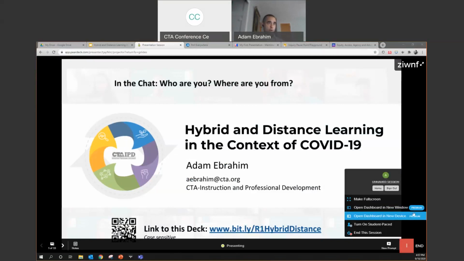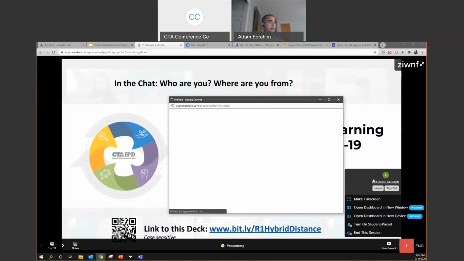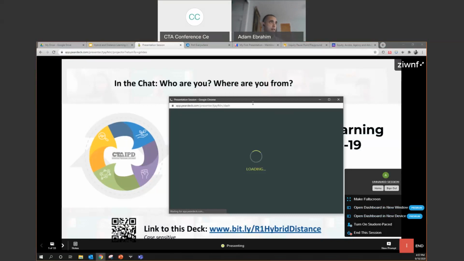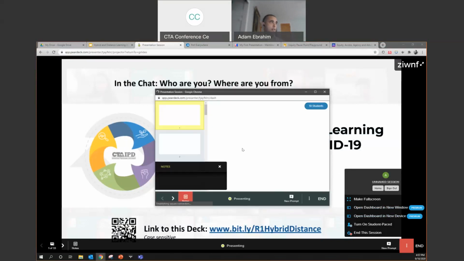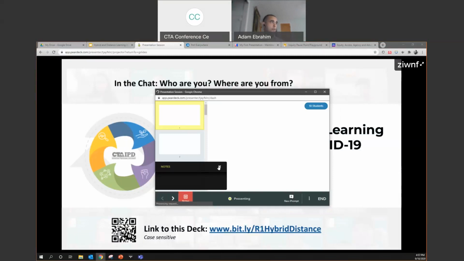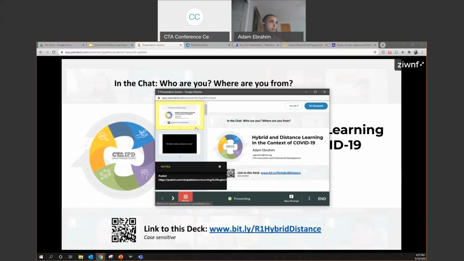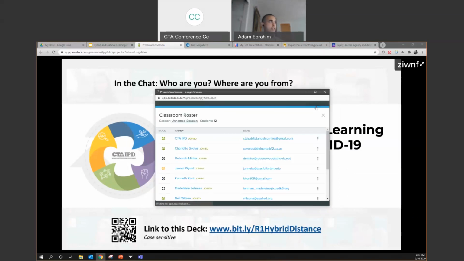You open your dashboard in a new window. You make sure that they don't see it, right? And it shows you 10 students, open roster, and then you can see how people are doing.